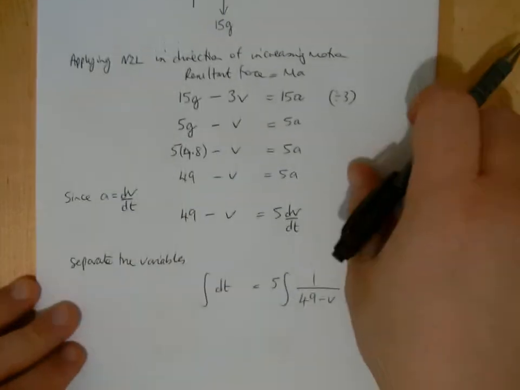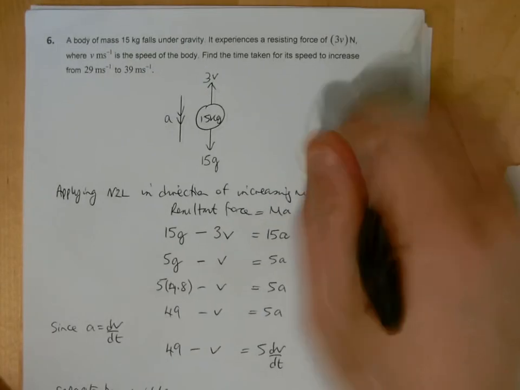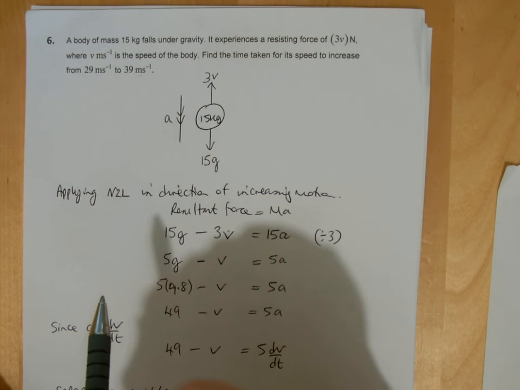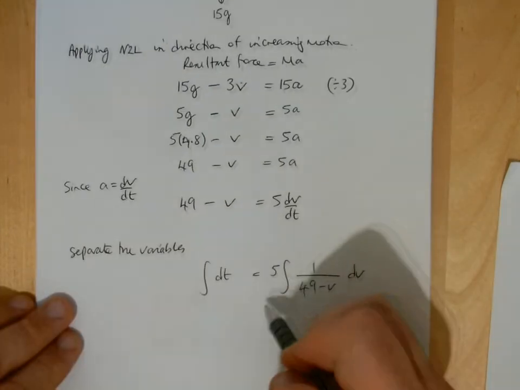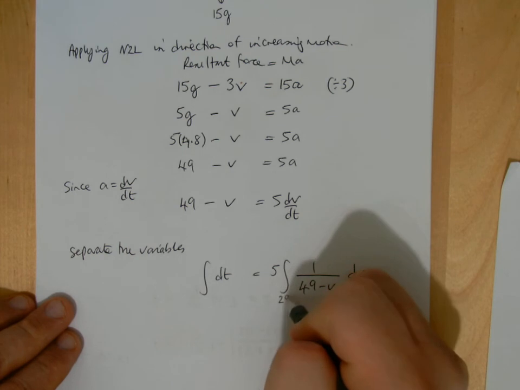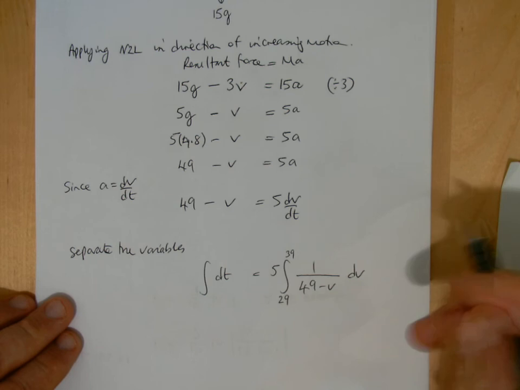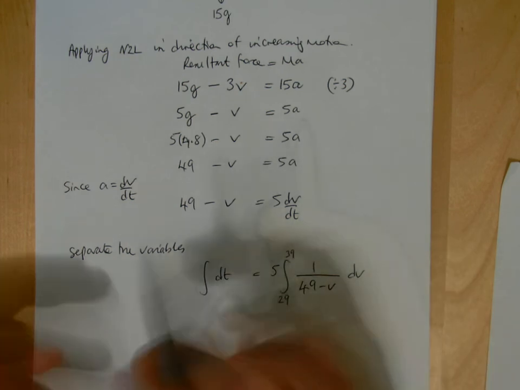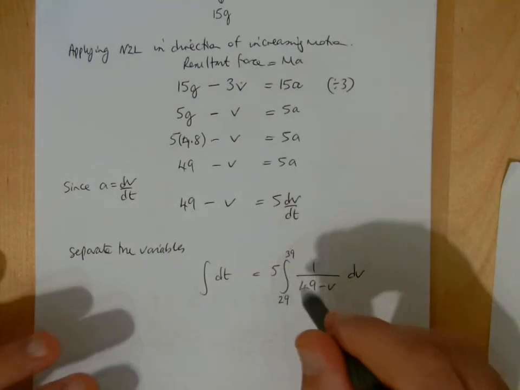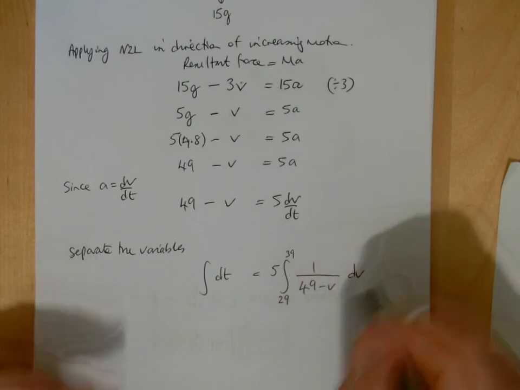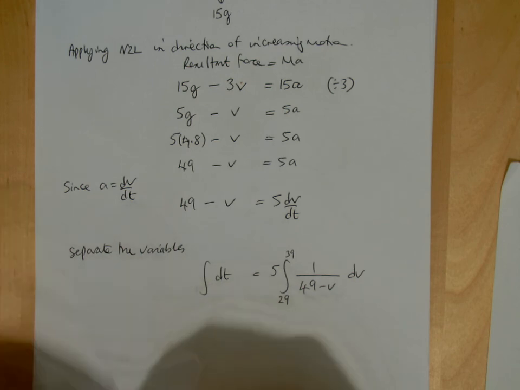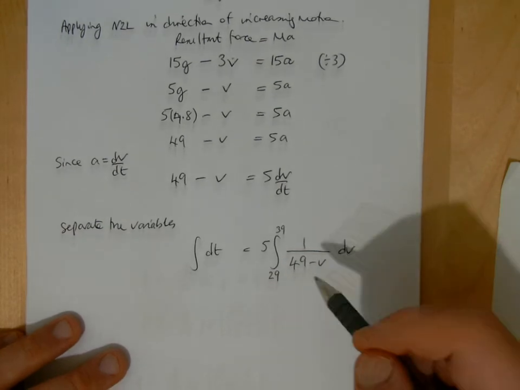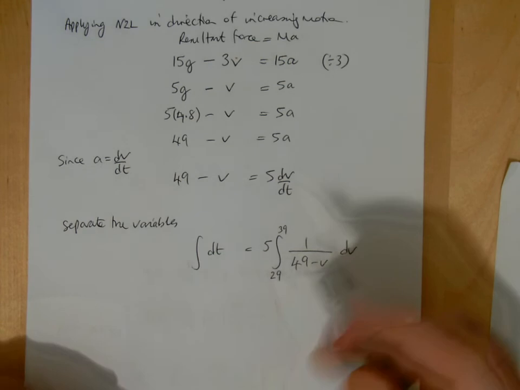One other thing to note which would make life a little bit easier: instead of doing a constant of integration, appreciate that we want to find the time taken for its speed to increase from 29 to 39. So we can apply limits to this integral from 29 to 39. That way we don't have to bother working out the constant of integration. It'll all work out the same, but this saves a little bit of time. This is just an alternative way. You could have done the previous ones like this as well. It's going to get the same answer, just a slightly different approach.